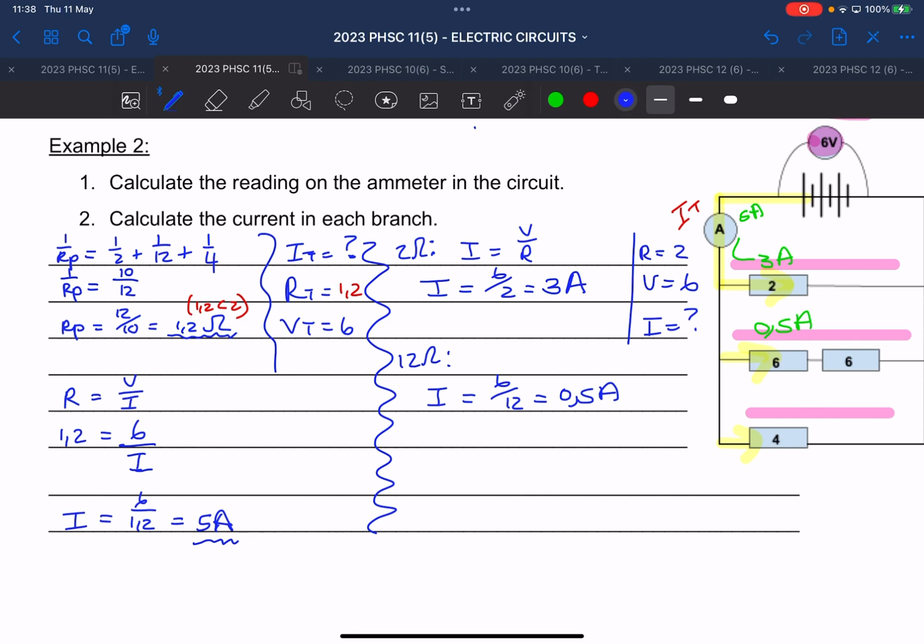Now, without doing any calculation like that, what is the current through the 4 ohm resistor? 5 minus 3 minus a half. Yes.